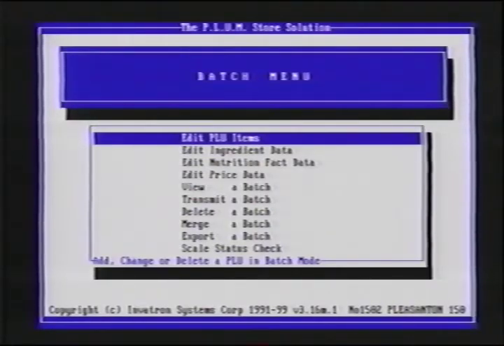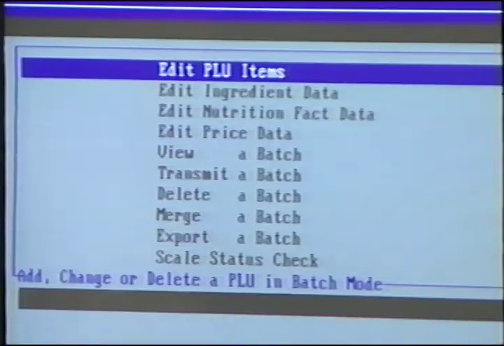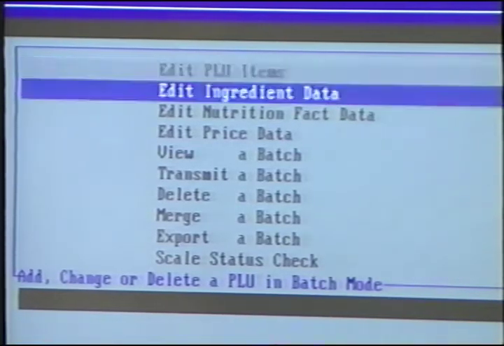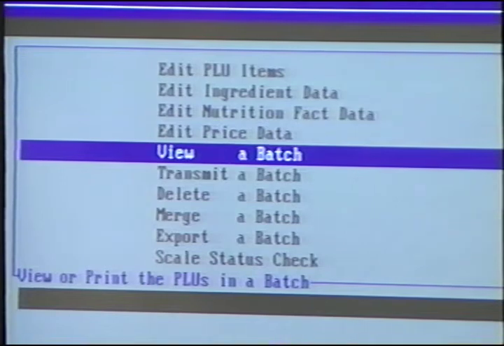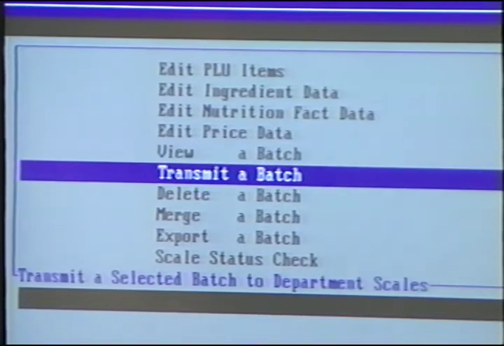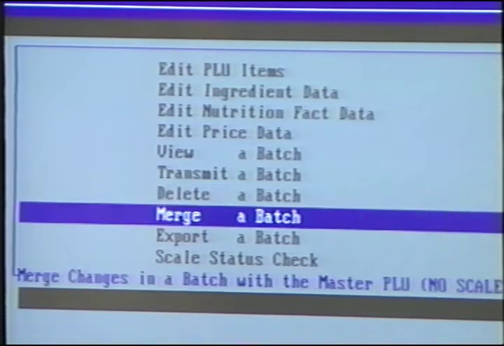You will use this menu for most of your work. What is batch maintenance? Batch maintenance allows you to maintain data integrity between the scales and the item file on the ISP. During routine scale maintenance, you will work mainly with View a Batch, Transmit a Batch, and Check Scale Status.